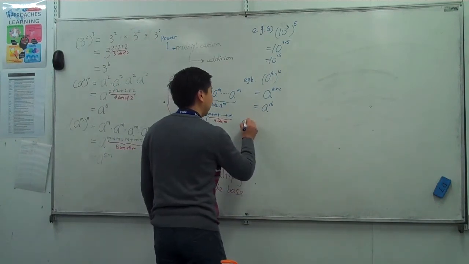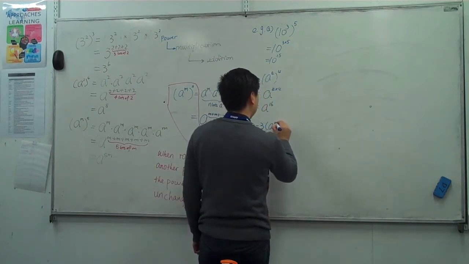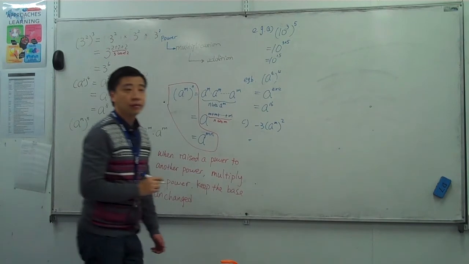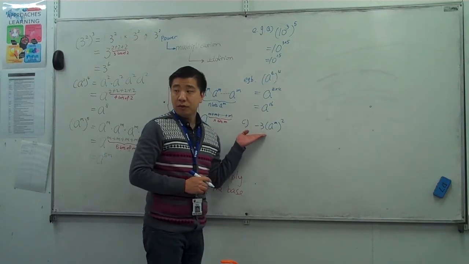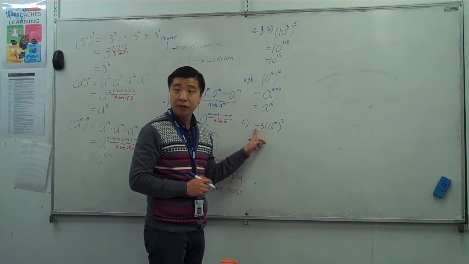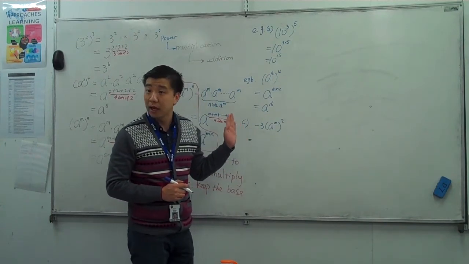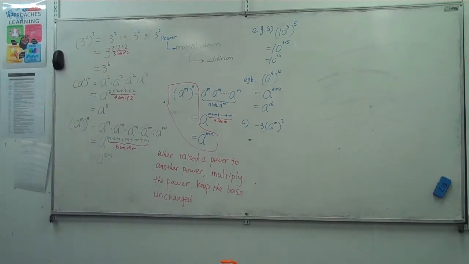Okay, question C. Now for this question, I just give you some hints, right? Ask yourself the question, does the 2 control negative 3? No, because it's outside the bracket, okay? How can we do that? I want you to try that first. Yeah, you can follow BEMDAS, but you have to do the exponent first, right? B means bracket, E means exponent, so we have to do the power first.